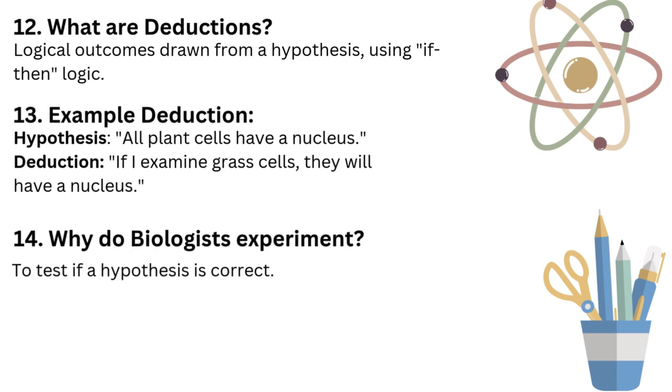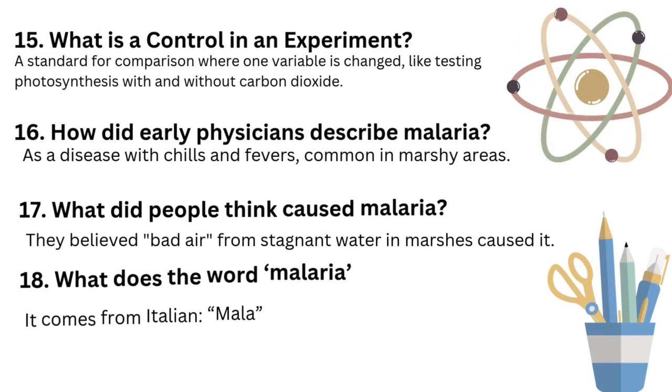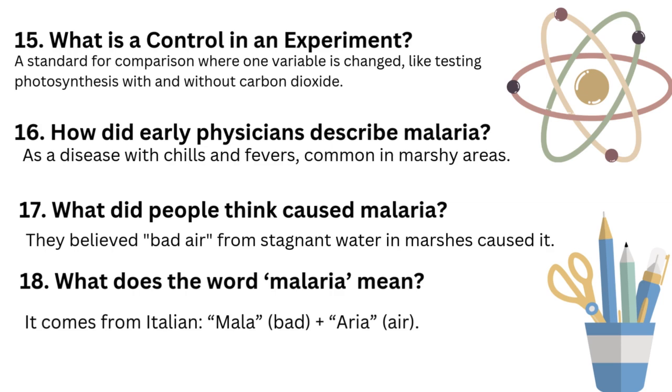What are deductions? Logical outcomes drawn from a hypothesis, using if-then logic. Example deduction. Hypothesis: all plant cells have a nucleus. Deduction: if I examine grass cells, they will have a nucleus. Why do biologists experiment? To test if a hypothesis is correct. What is a control in an experiment? A standard for comparison where one variable is changed, like testing photosynthesis with and without carbon dioxide.